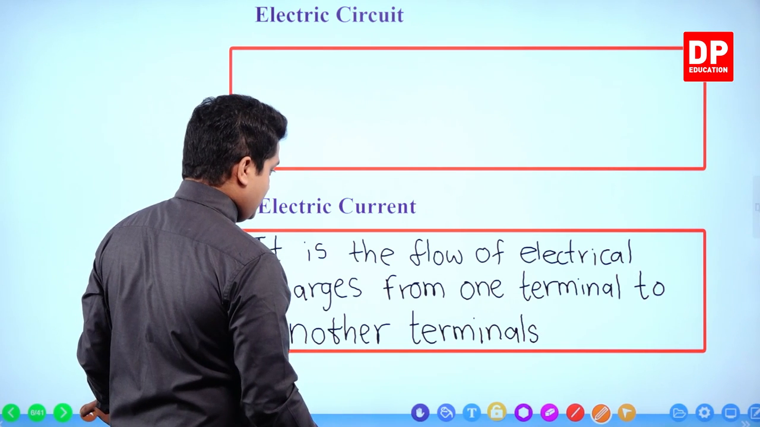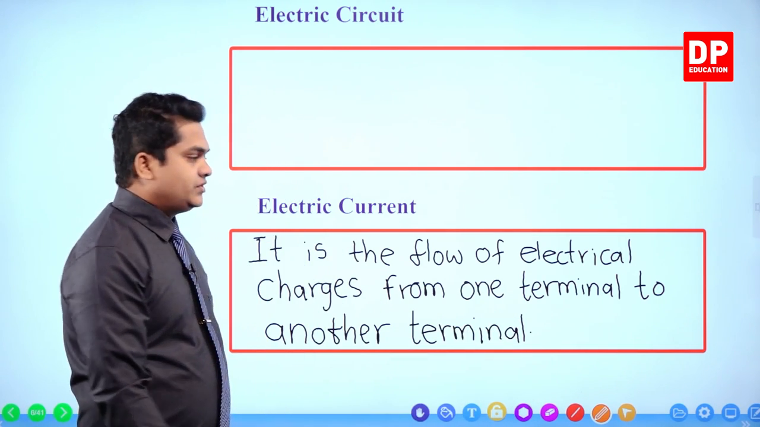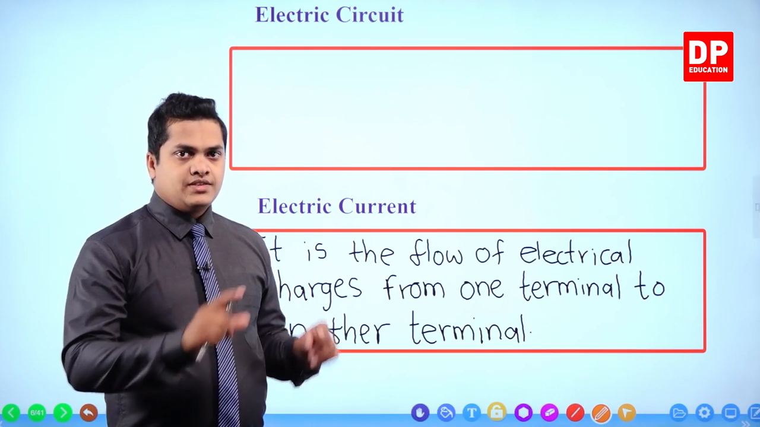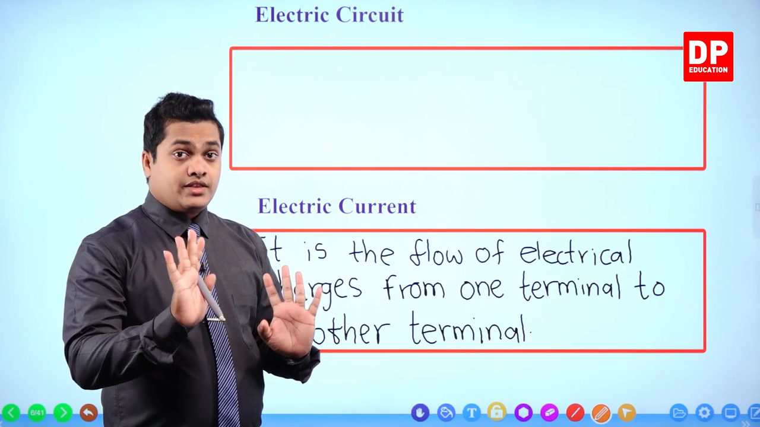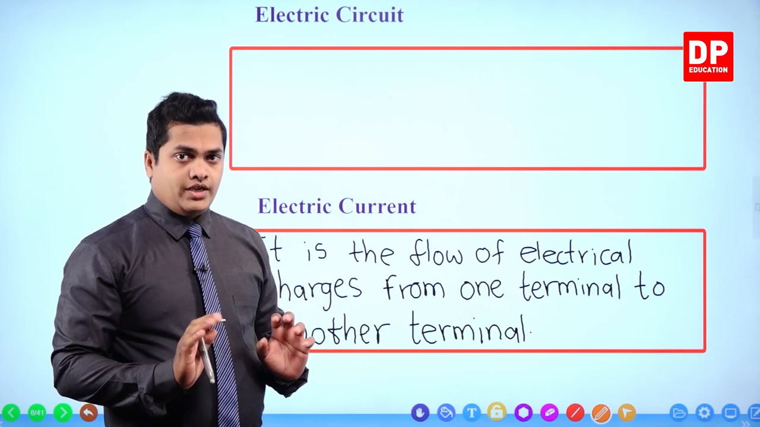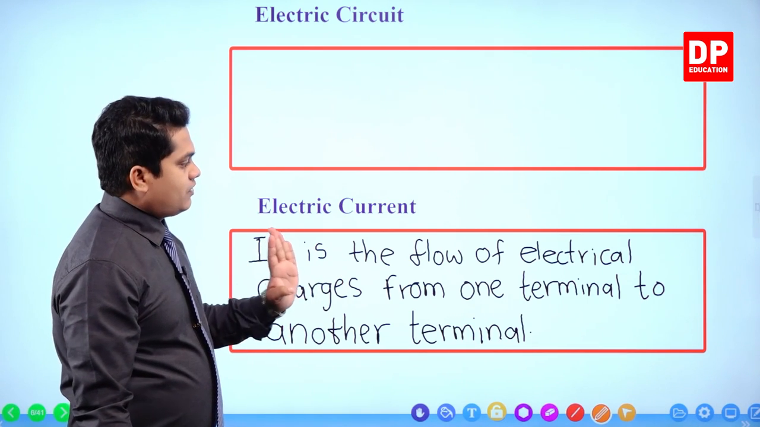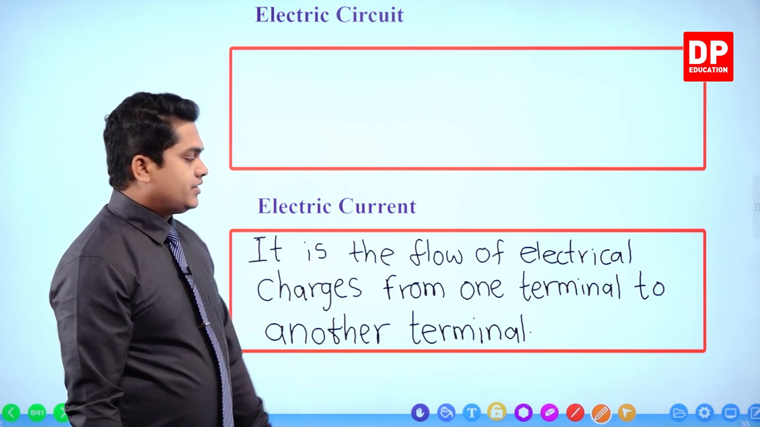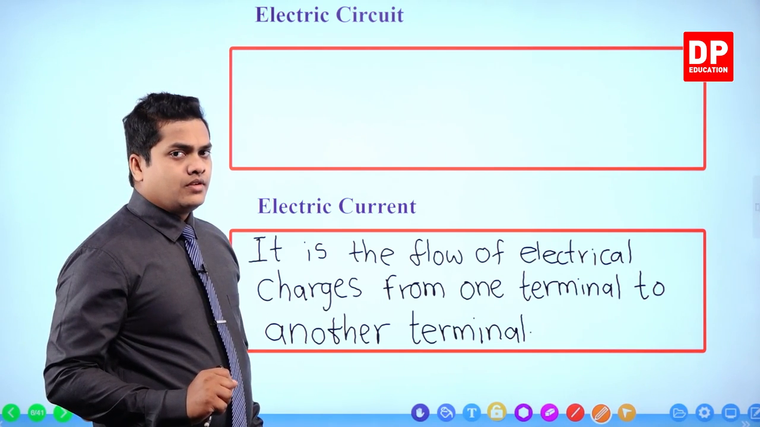Not terminals, it should be terminal. Because there are only two terminals, from one terminal to another. That's it. There are no three or four terminals in a dry cell. Okay. Right. So it is the flow of electrical charges from one terminal to another terminal. Right. Now let's move on with the circuit.